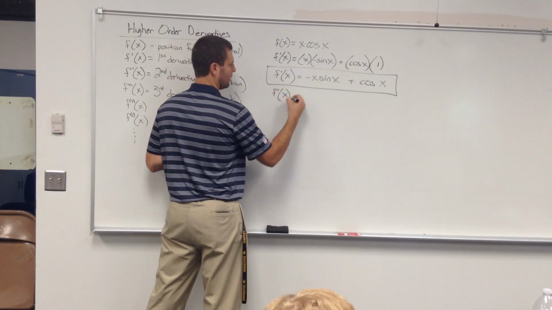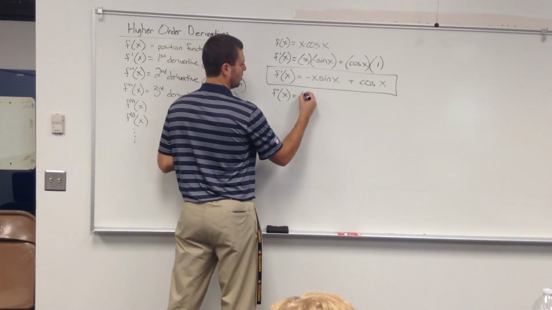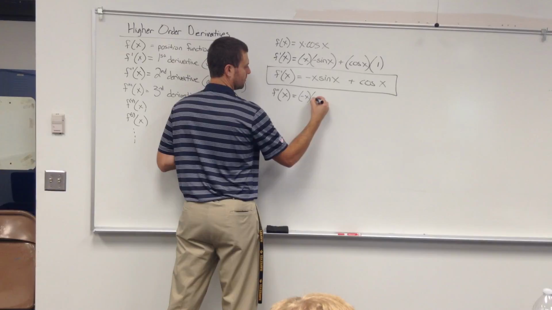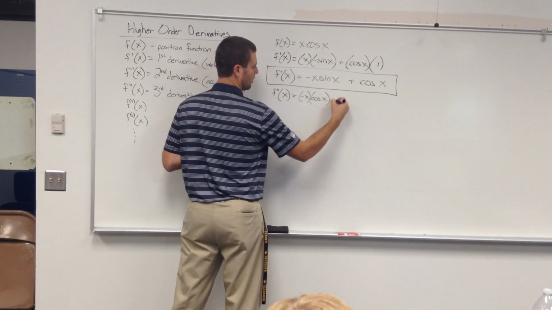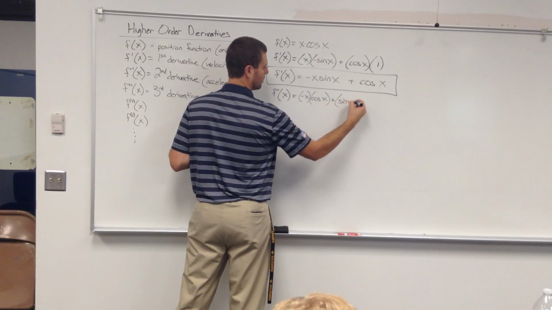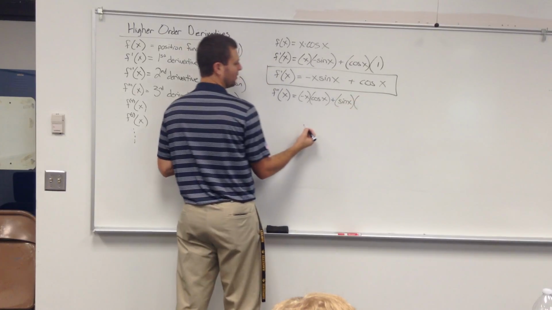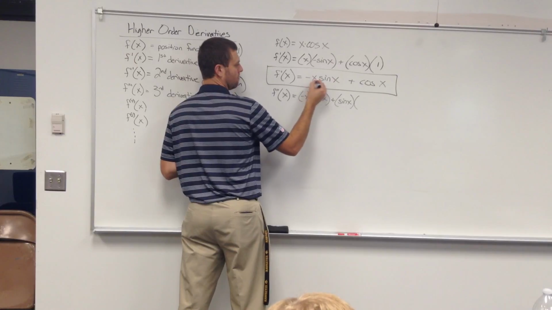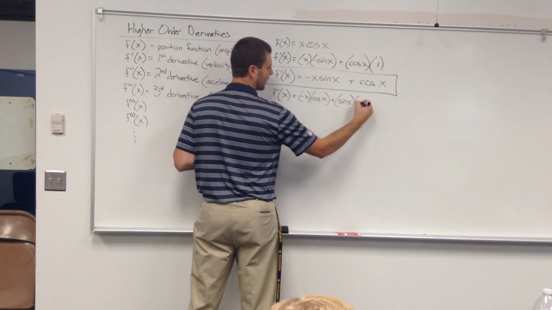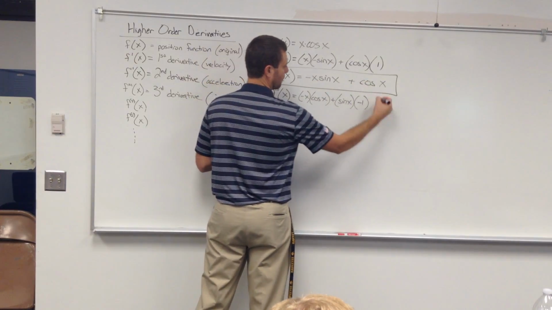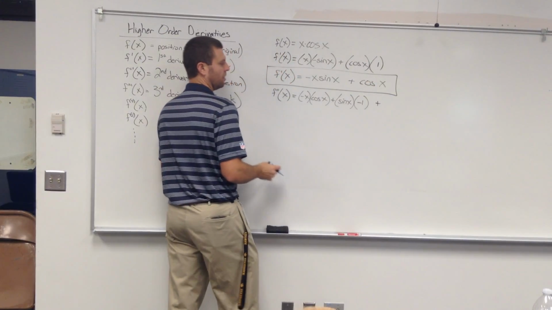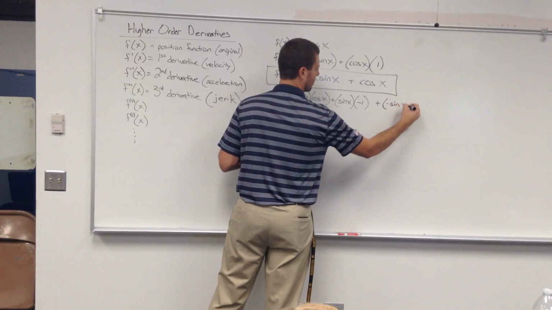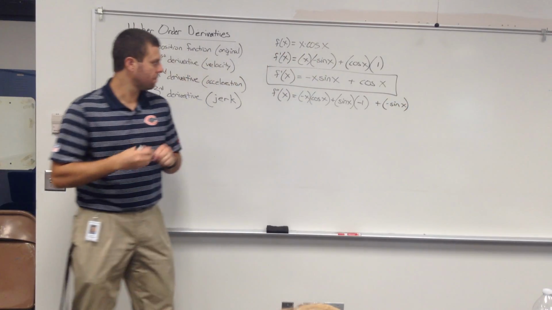Okay? So the second derivative will be 1 times d2, cosine x, plus 2 times d1, negative 1. The derivative of negative x would be negative 1. And then don't forget back here, what's the derivative of cosine? Negative sine. Okay?